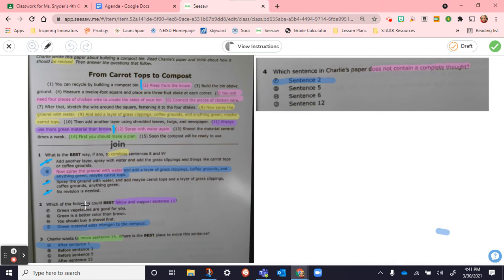Okay. Number 3, it says Charlie wants to move sentence 14. Sentence 14 says, first, you should make a plan. Something that says first cannot be at the end of your paper. It has to be first at the beginning. So we said after sentence 1 right here was a good place for it to be. So you can recycle by building a compost bin. First, you should make a plan.